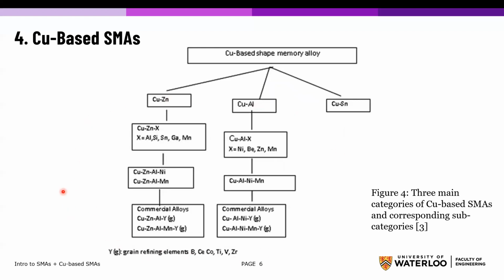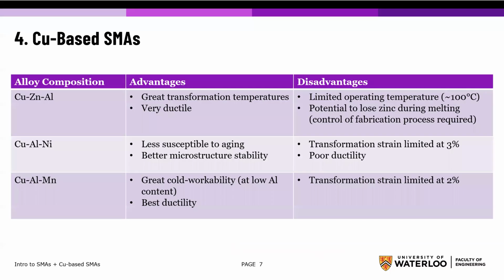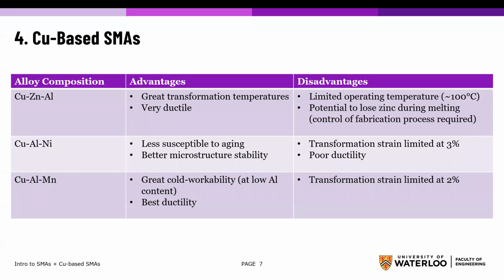We end up either with ternary alloys, meaning a material with three elements, or quaternary alloys, meaning four elements. For example, you can see the letter Y in this figure, and that Y represents some grain refining elements, which is self-explanatory. These elements basically refine the grain size. Now, here are some of the ternary alloys along with their advantages and disadvantages.